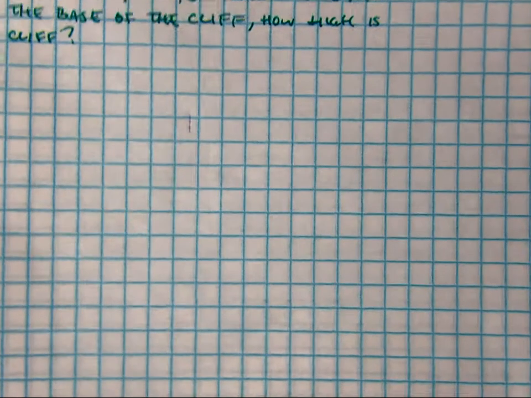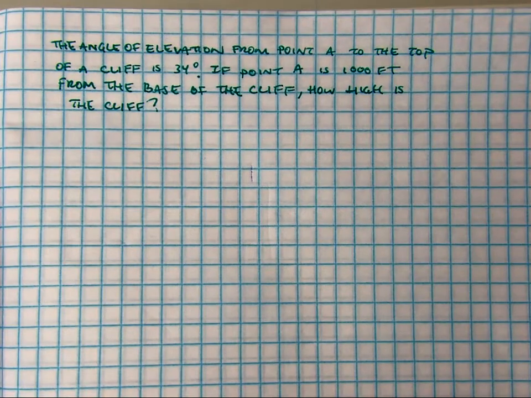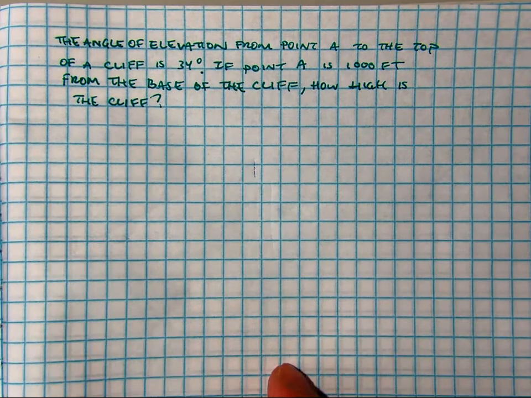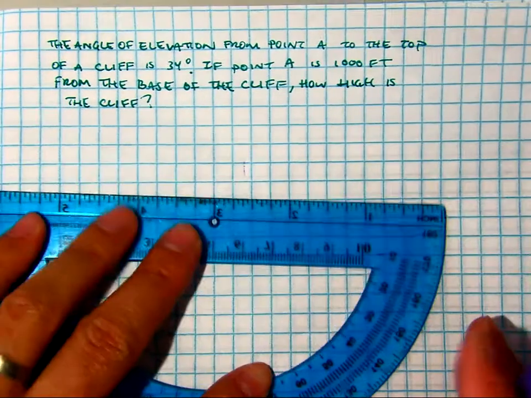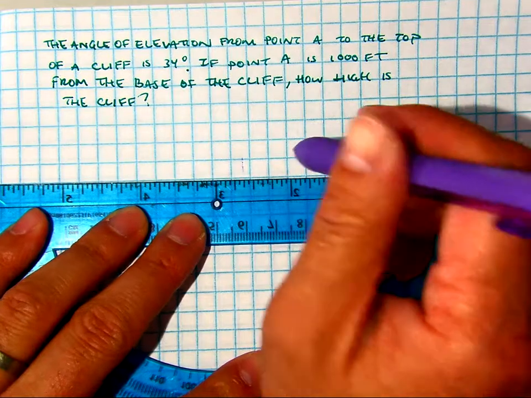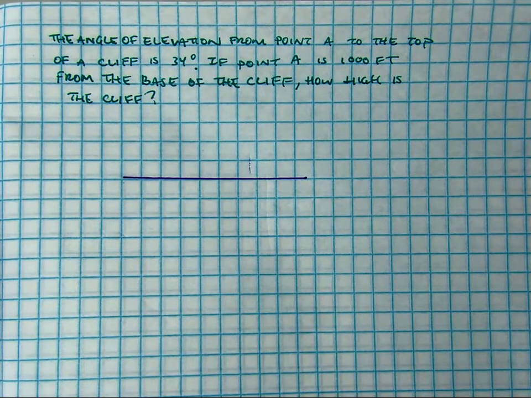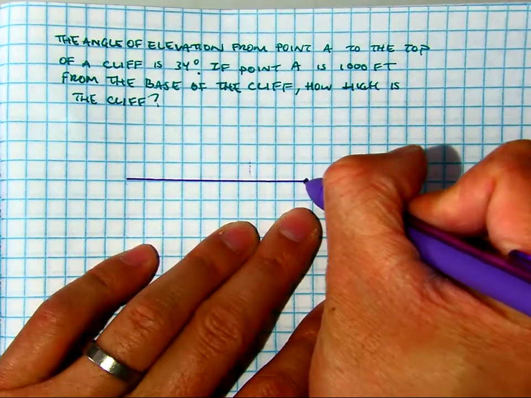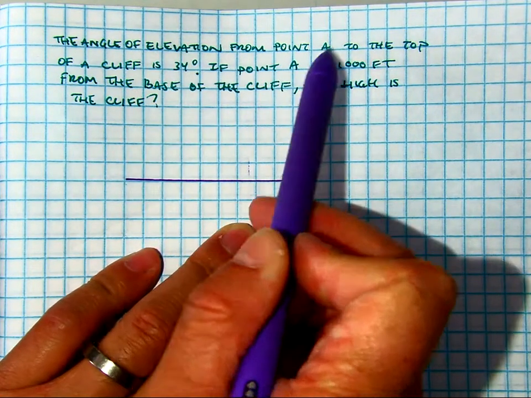Right triangle, so that might give you a hint of what to draw. But the angle of elevation from point A, so I'm going to draw the ground. Can't see anything? Ta-da! The angle of elevation from point A, this is point A, to the top of a cliff.